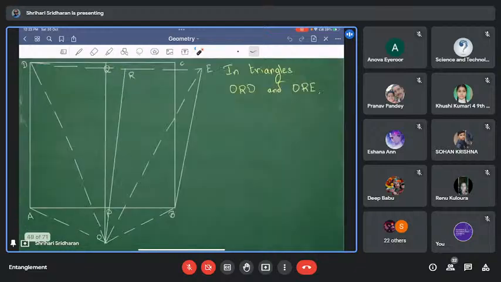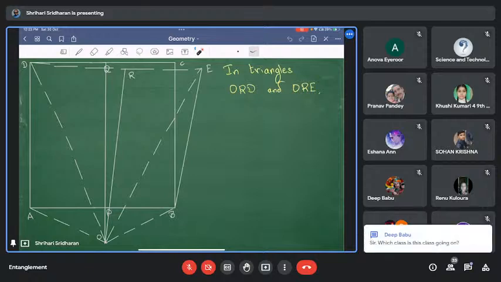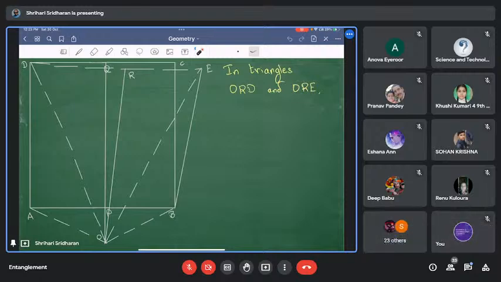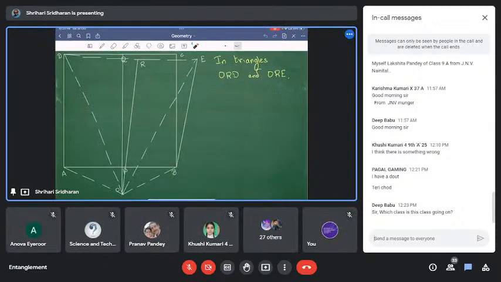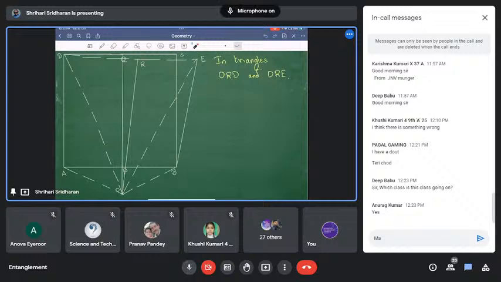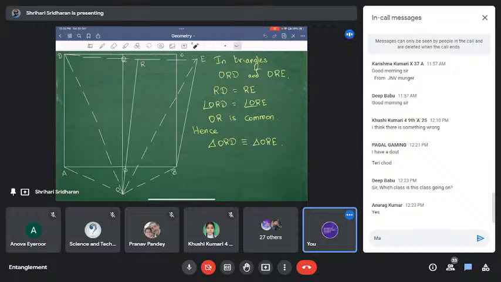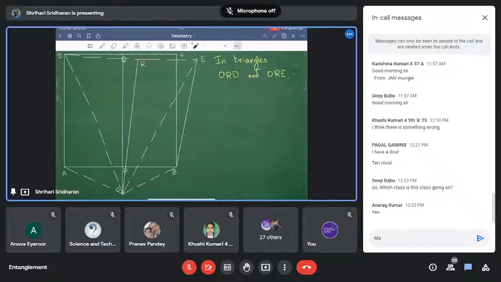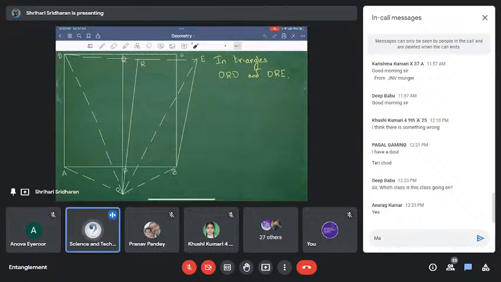So, let's start with these two triangles, ORD and ORE. ORD and ORE. Can you tell me if these two triangles are congruent? Anybody? Ask him to unmute himself and tell me. Anurag, if you could unmute and explain why it is congruent.